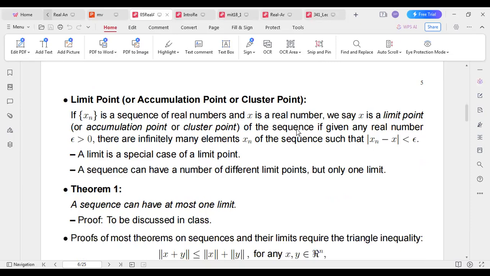if, given a real number epsilon greater than 0, there are infinitely many elements xn of the sequence such that the modulus of xn minus x is less than epsilon. A limit is a special case of a limit point. A sequence can have a number of different limit points, but only one limit. So this is the basic definition of a limit point.